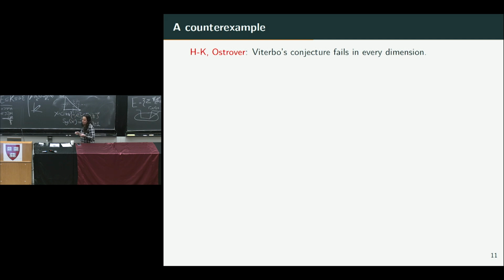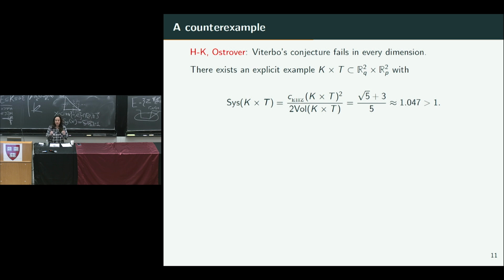Okay, so how does this counterexample look? It's an explicit product, which we'll describe later, of two domains in dimension 2, so a very explicit one. And the systolic ratio is, however, slightly bigger than 1. So bigger by just a little bit, but still bigger. And this means that the Viterbo conjecture doesn't hold in dimension 4.